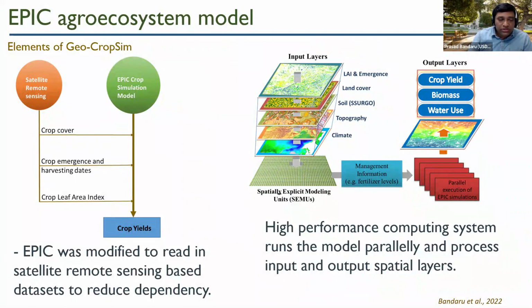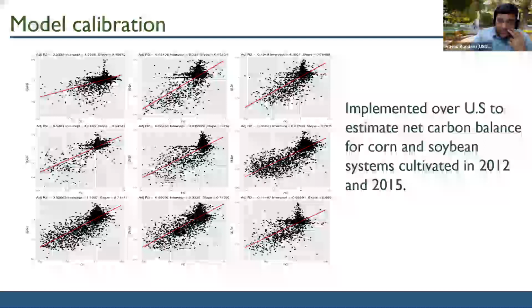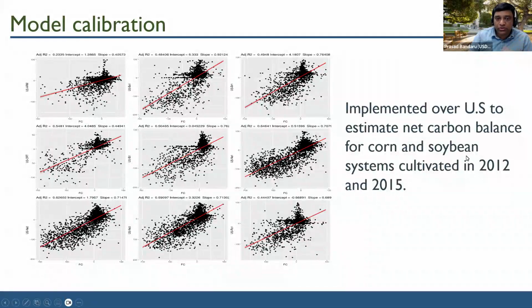So to test the performance of our framework to develop the crop monitoring system, we implemented it at the national scale to estimate the annual net carbon balance under corn and soybean systems. And also we did it for winter wheat systems, but for this presentation, I'm just showing corn and soybean systems. We chose 2 years. One is 2012 and second is 2015. These are two contrasting years. 2012 is a drought year, and 2015 is a normal year. So we can understand the impact of the drought on the net carbon balance under corn and soybean systems.